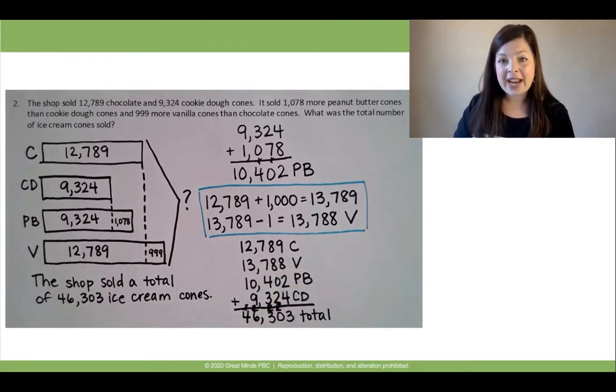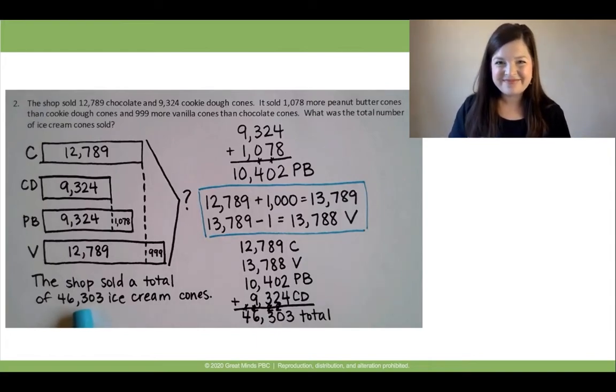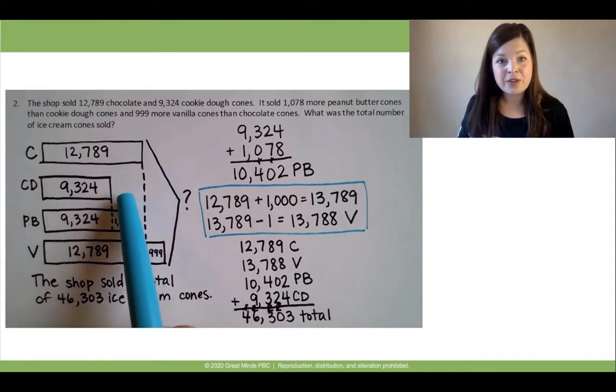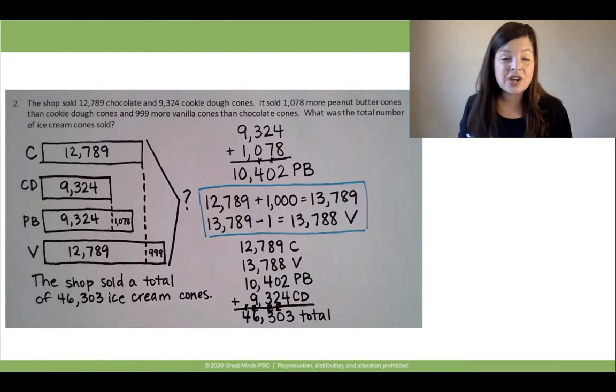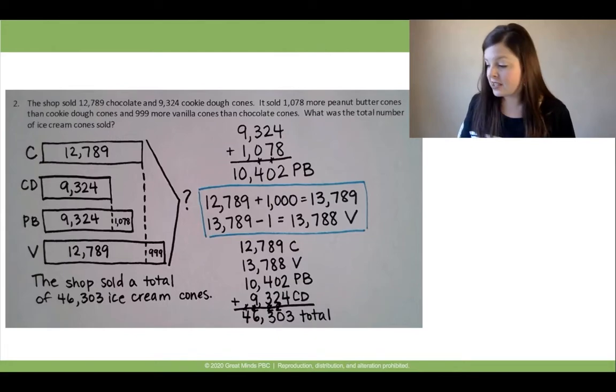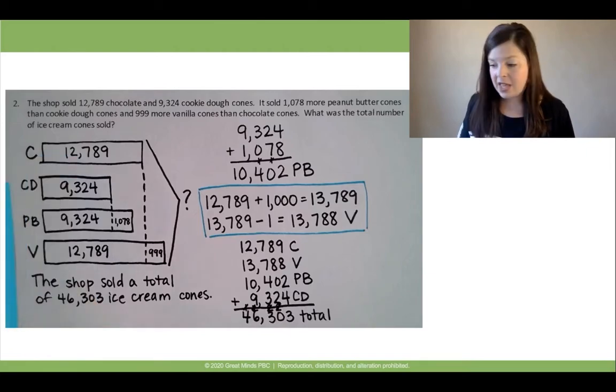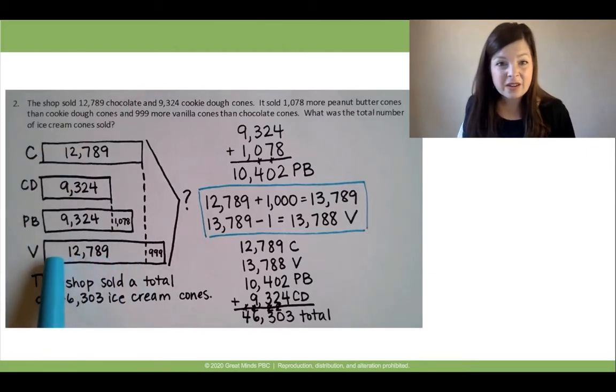Now, how do we know that our answer of 46,303 ice cream cones is reasonable? There are several different ways you may have thought about knowing if your answer is reasonable or not. For example, you may have just rounded each of the numbers of cones and then added those estimations together to determine if your answer was reasonable. Another way would be to think, okay, the number of chocolate cones is about 13,000 cones, and then this part of the vanilla is another 13,000, so that would be 26,000.